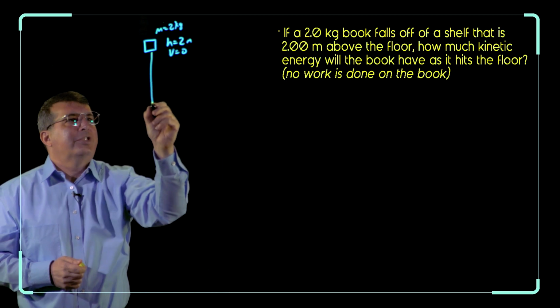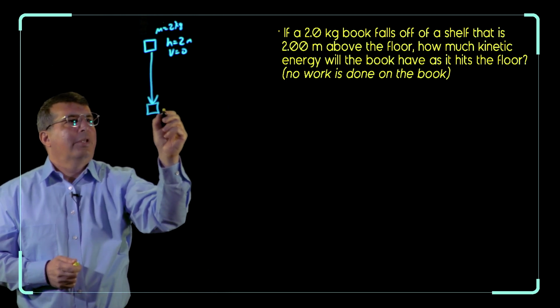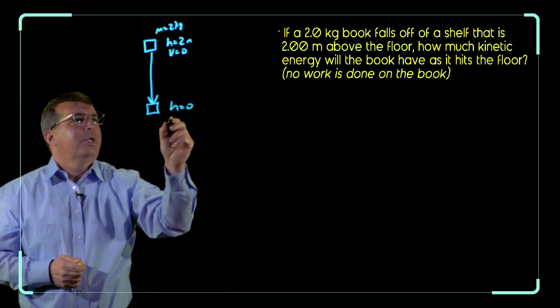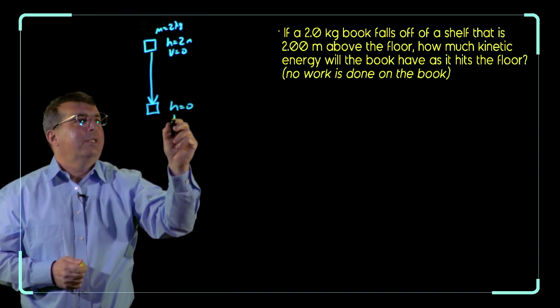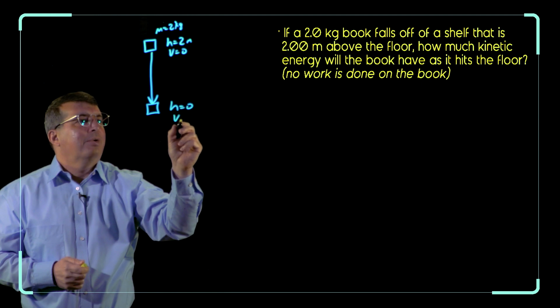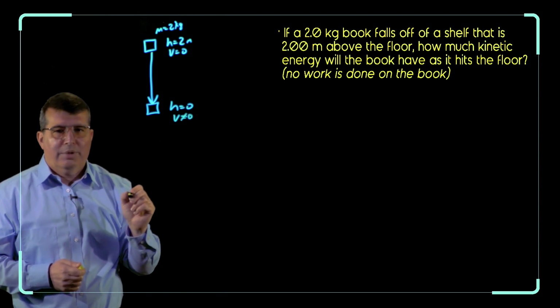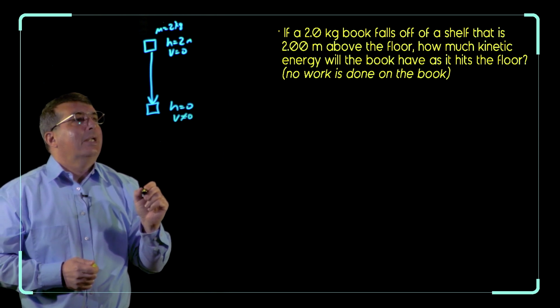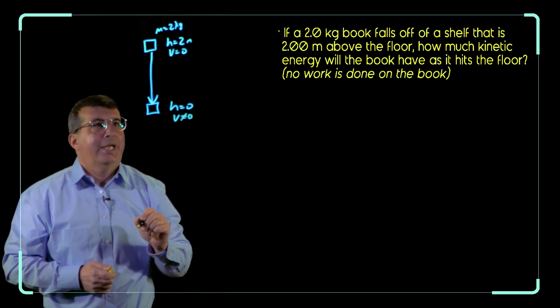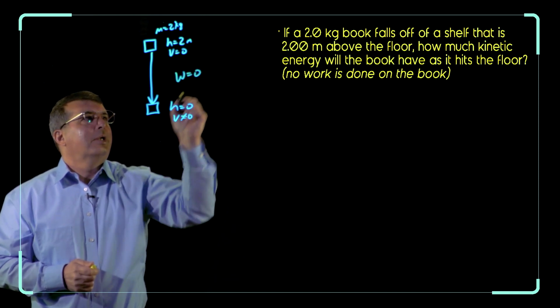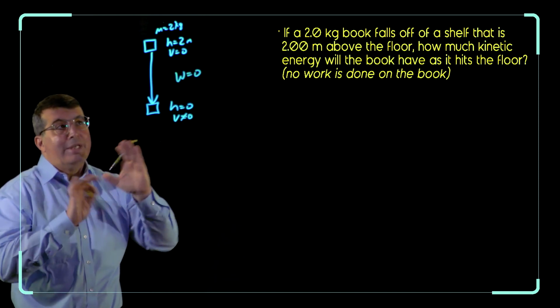It falls off the shelf. The floor, its height is equal to 0. Its speed is not 0 as it's hitting the floor. And that's all we need. Okay, and no work is done. We're told that no work is done. So 0 work. Okay, that's everything.